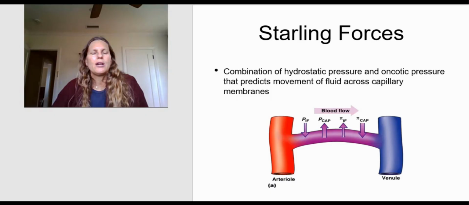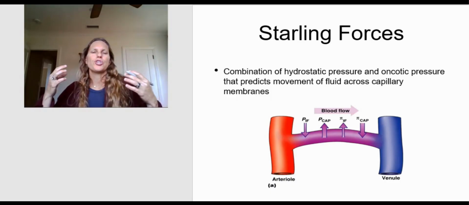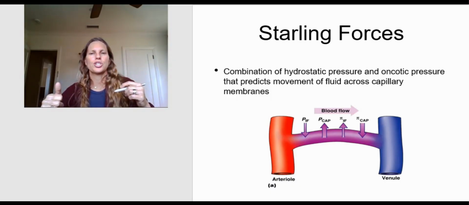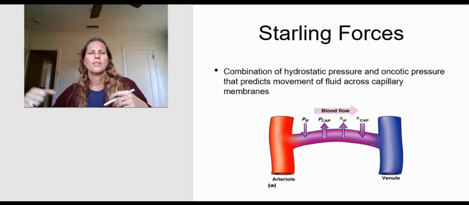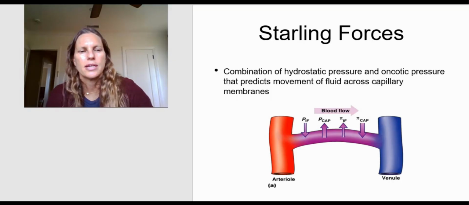So what we are saying here is that we have this combination of two sorts of pressures exerting push and pull at the capillary. So the Starling forces are a combination of the hydrostatic pressure and the oncotic pressure that ultimately is going to predict how fluid is going to move across cell membranes. There's a little formula that if you've read the book, you've probably seen it. Let me tell you what all these things mean here.